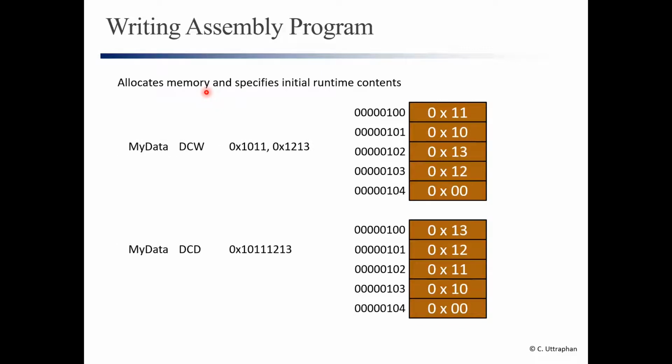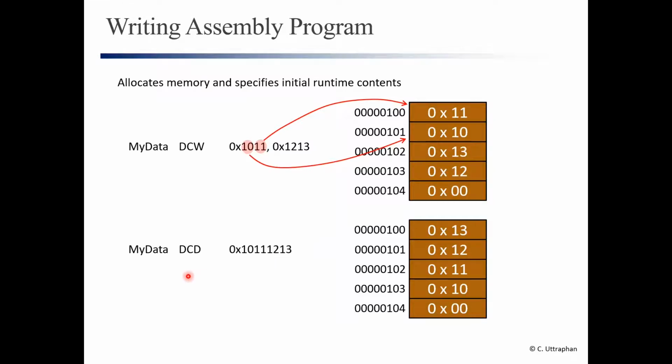For defining half-word size data in the memory, we need to use DCW. For example, DCW hex 1011, hex 1213. The predefined data in the memory will be arranged like this. Address hex 100 will have hex 11. Hex 101 will have 10. Remember? This is due to the little endian representation used by the ARM architecture. And for the next half-word, address hex 102 and 103 will have hex 13 and 12, respectively.